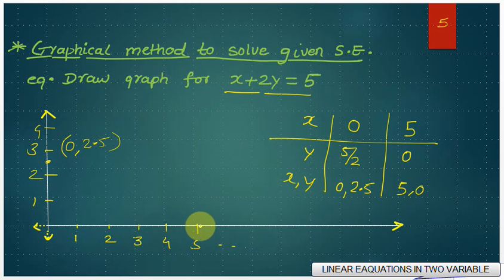Take the x distance 5 here, and we have to go to a height of 0 on the y-axis, but 0. So this point will be on this. Now join these two points together using one line. So this is the graph for this line, x plus 2y is equal to 5.